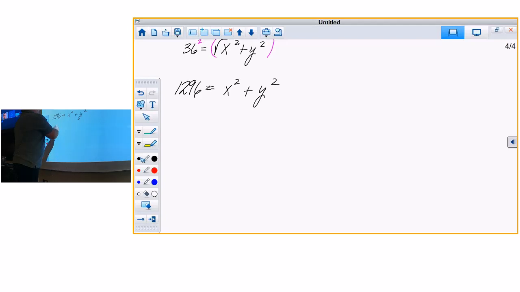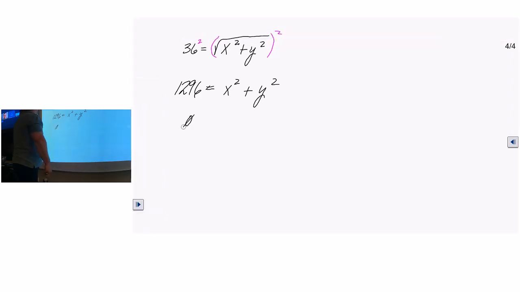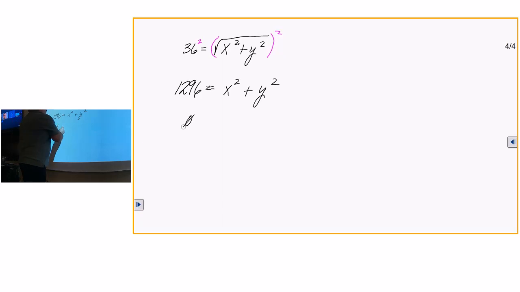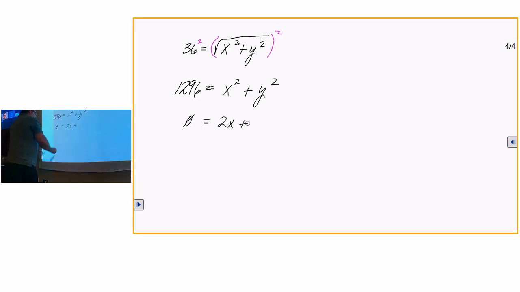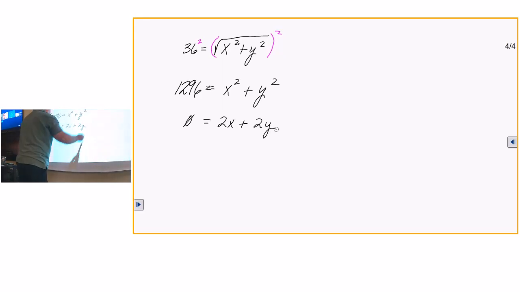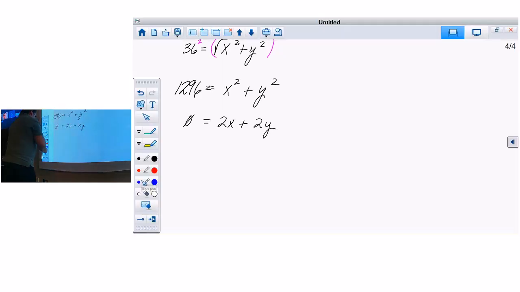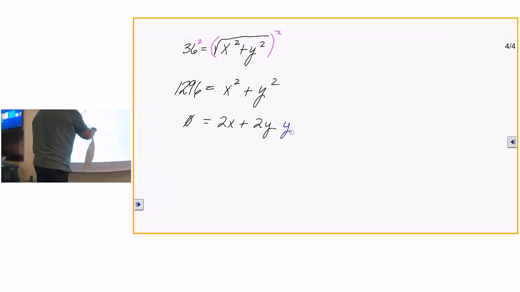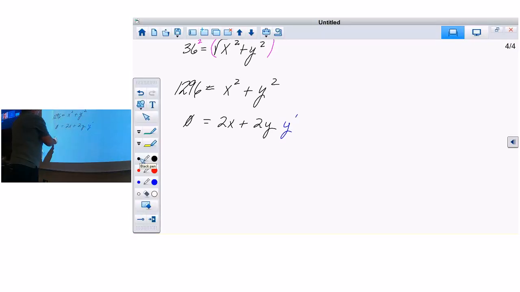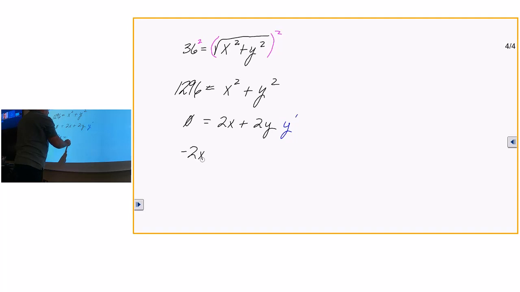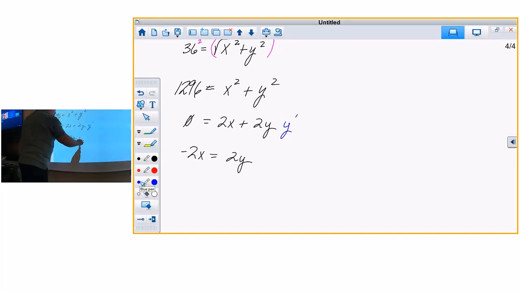So 0, I'll do that one for you, is equal to 2x plus 2y, y prime. Negative 2x is equal to 2y, y prime.